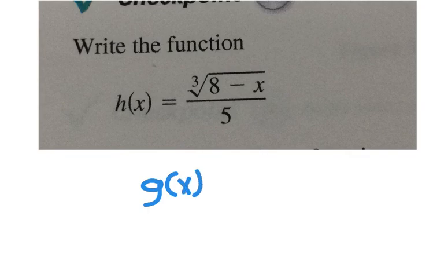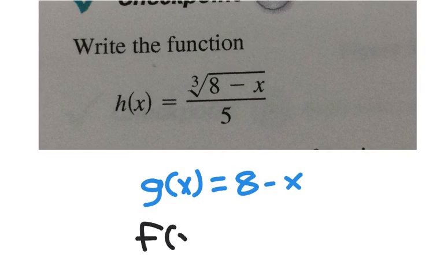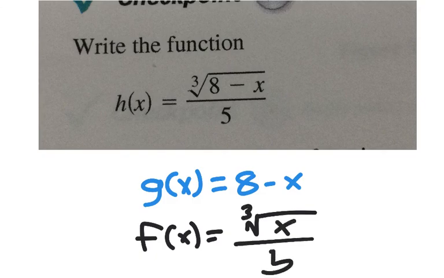G of x should be 8 minus x. That's what's inside. And so then what's left over? That's what f of x would be. You're going to have the cube root of x over 5. Absolutely. That's the outer function.